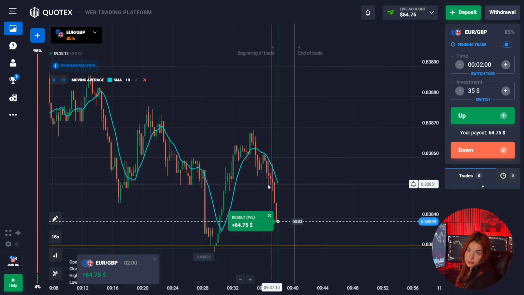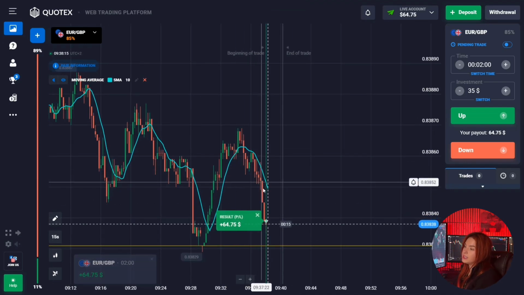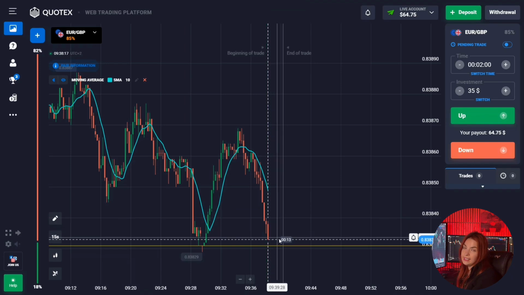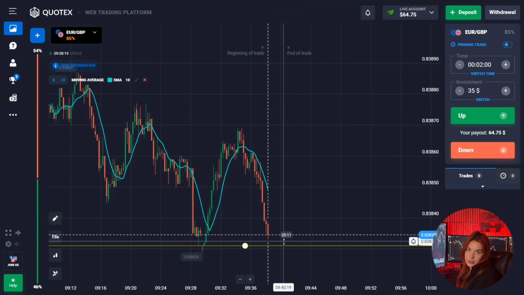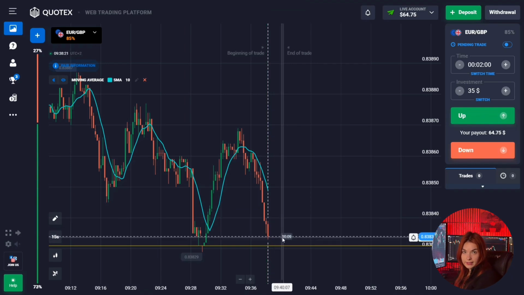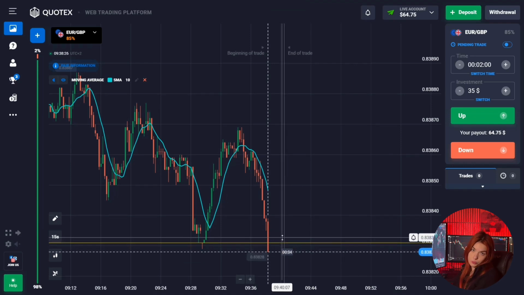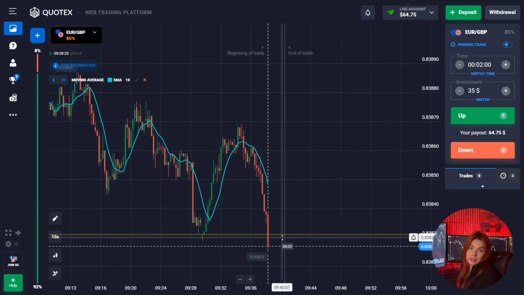Well, that's great, my dear traders. As you can see, the price has indeed continued to move down to the support level, and here we got the profit. As you can see, the indicator was right, and it really helped us correctly predict the future price movement. Guys, we got the first profit.